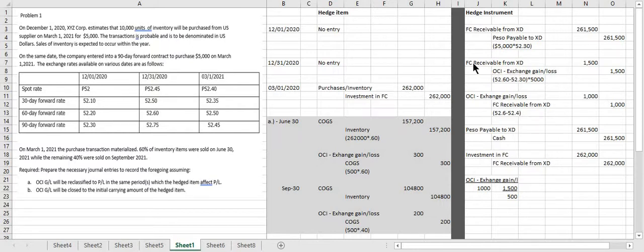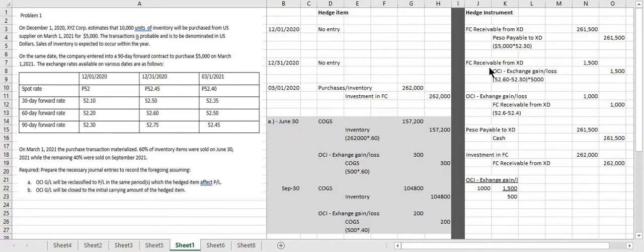So, yung ating entry is debit tayo kasi nga nag-increase ang ating receivable in terms of foreign currency. Kaya debit FC receivable from exchange dealer. Okay? While credit tayo, OCI, ayan, other comprehensive income, exchange gain or loss for 1,500. That's 52.60, the forward rate on December 31, 2020 less the 52.30, the forward rate originally contracted, multiplied by the $5,000, kaya nagkaroon ka ng 1,500 na gain, or OCI, exchange gain or loss.